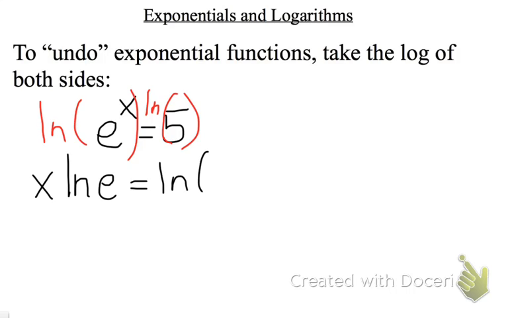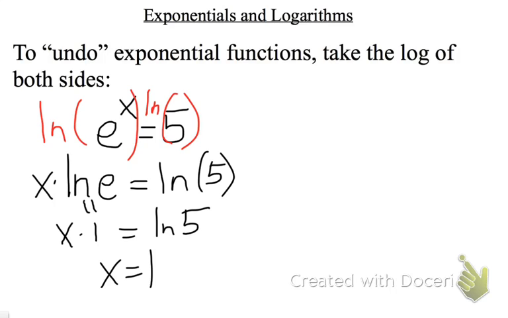We're left with x times the natural log of e equal to the natural log of 5. The natural log of e is convenient. We know that the base of the logarithm is e, and that matches what we're taking the logarithm of. So this turns into just 1. x times 1 is equal to the natural log of 5, or just x equals the natural log of 5. That's the solution to this exponential equation, which we solved by taking the logarithm of both sides.